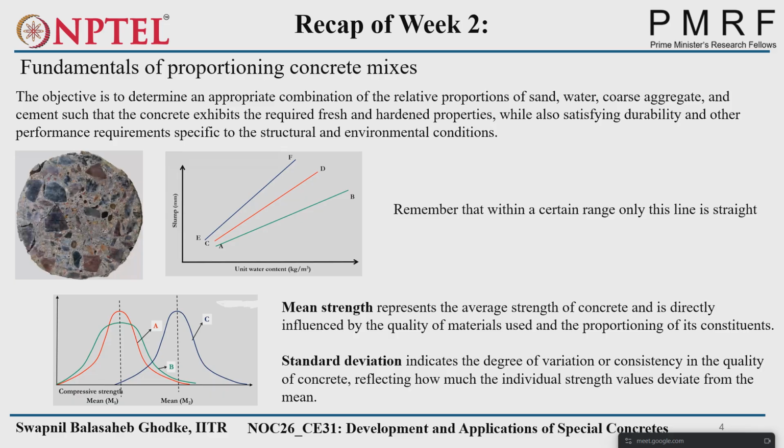Understood? Mean strength mainly indicates the quality of the materials used and the proportioning of their constituents. And what does the standard deviation indicate? It indicates the individual strength deviation. We tested 30 samples of the cubes. We are getting some deviations, some differences between the strength values. So based on that, we calculate the standard deviation.